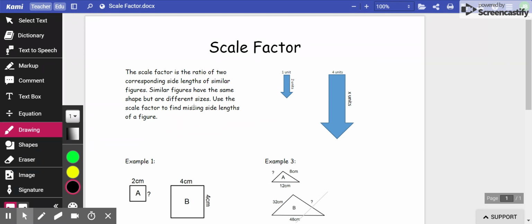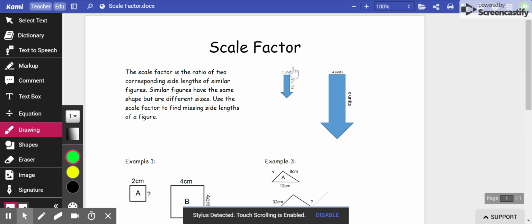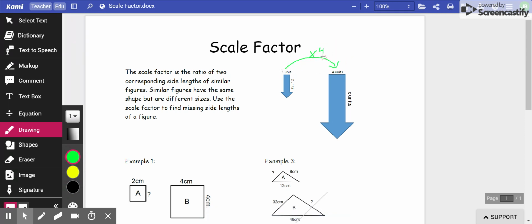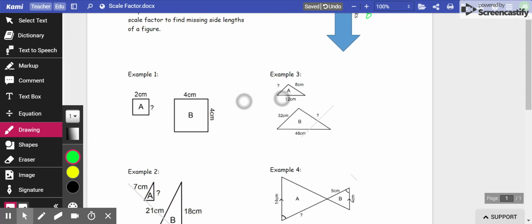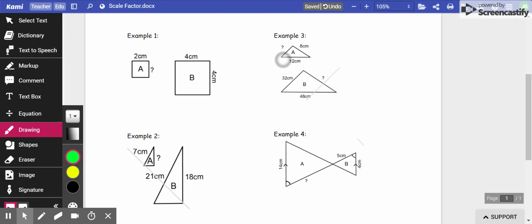Use the scale factor to find the missing side lengths of a figure. As in this example on the right-hand side, you can see that to go from this figure to this figure, I just have to times 4. So if I'm trying to figure out what's going to be the other side, the length side, it's just going to be 2 times 4, which is going to be a total of 8. All right, so looking at example 1, example 2, and the rest of these problems, we'll definitely practice some of the work on this.